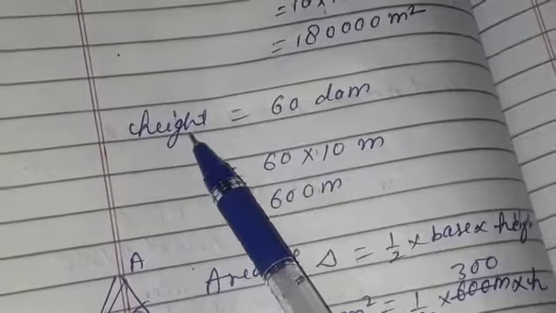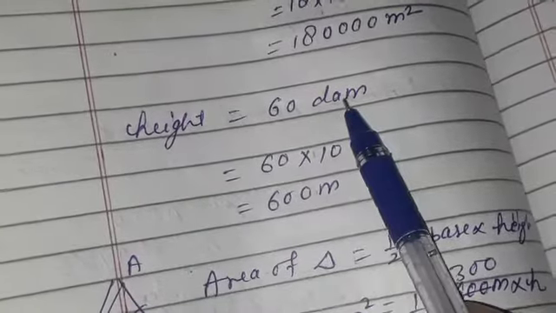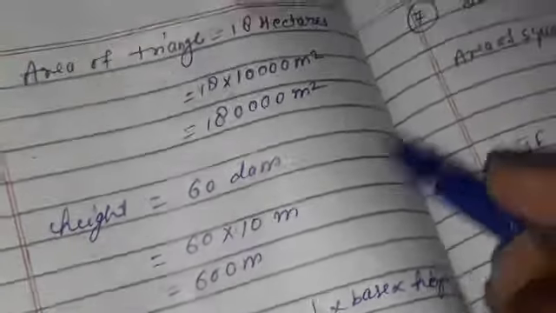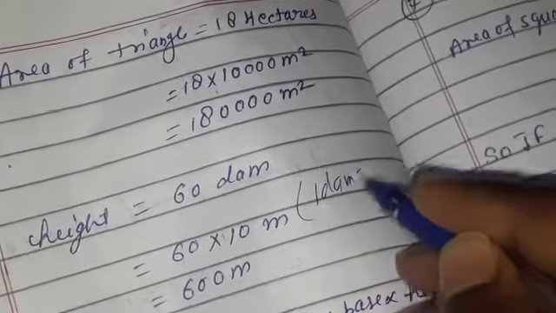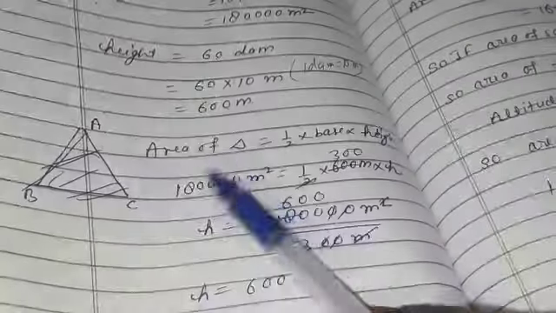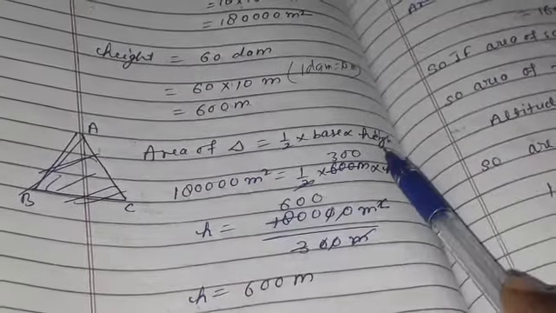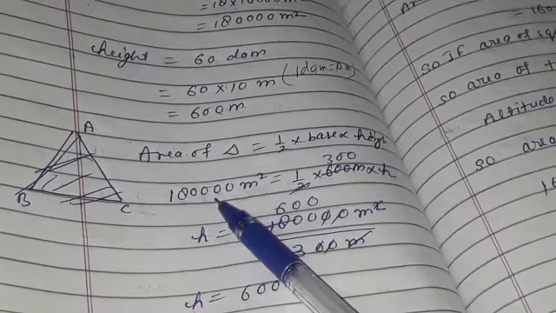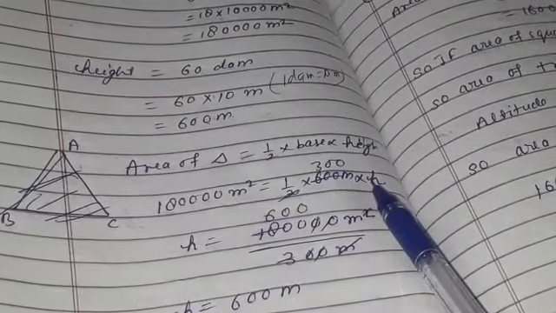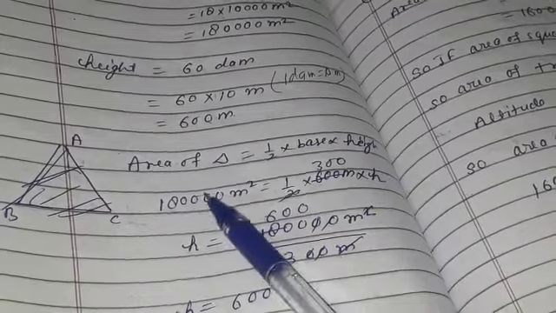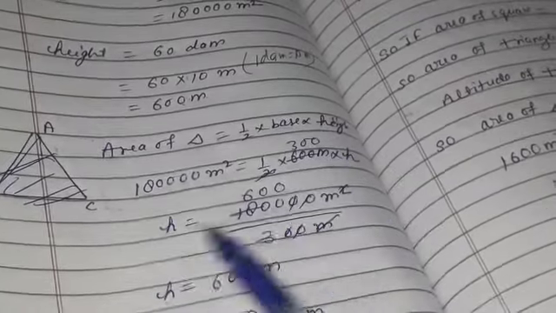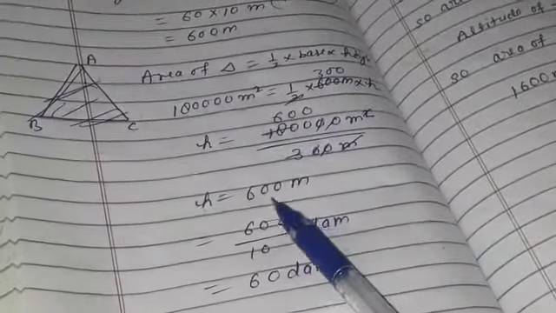If the height of that triangle is 60 decameter, so convert that also in meter. So that is equal to 60 into 10 meter, because class, in 1 decameter there is 10 meter. So that is equal to 600 meter. So now area of triangle is 1 by 2 into base into height. So we all know the area, that is equal to 18,000 meter square. 1 by 2 into base, you all know base 600 meter, and you have to calculate height. So height equal to 18,000 upon 300 meter. By solving this we will get 300 meter. So h equal to this, by solving this you will get 600 meter.